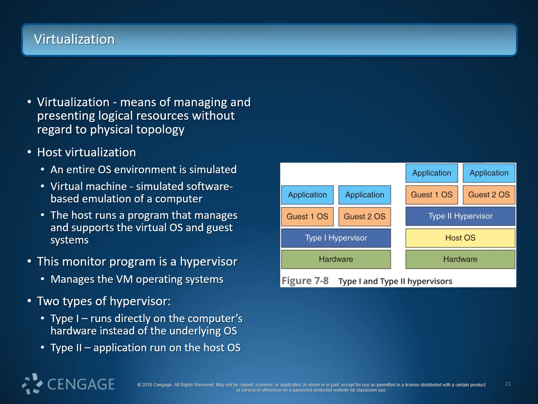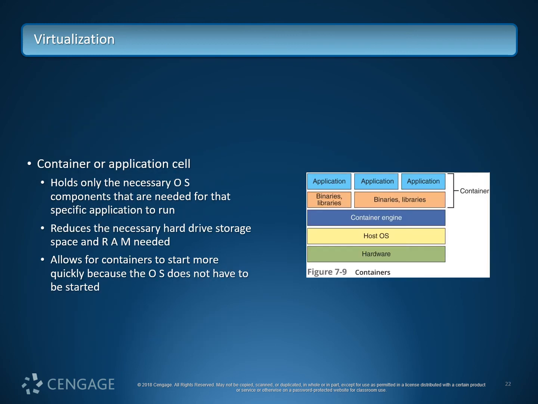Type 1 is what's called a bare metal hypervisor, and it runs directly on the computer hardware as opposed to the underlying OS. Type 2 is going to run on the host OS and have Windows or Mac or whatever else underneath it, and it's running in a container inside of that environment.